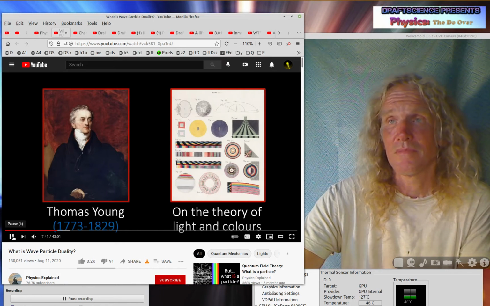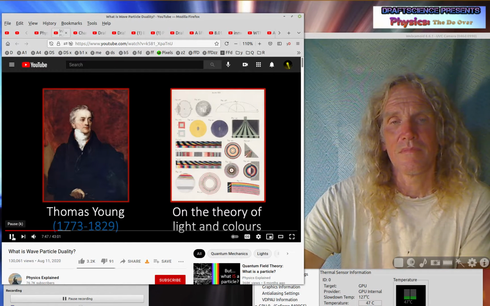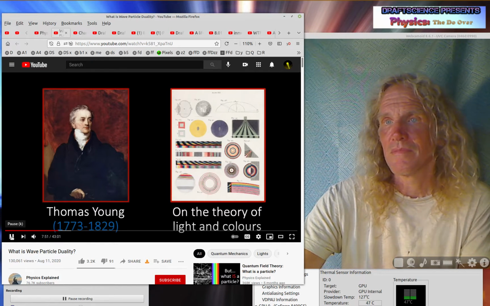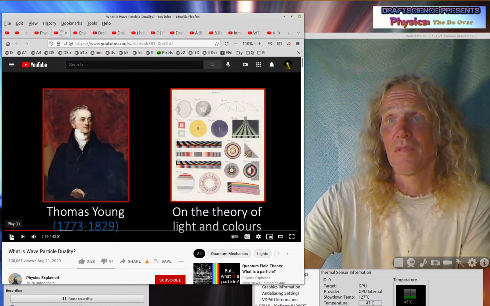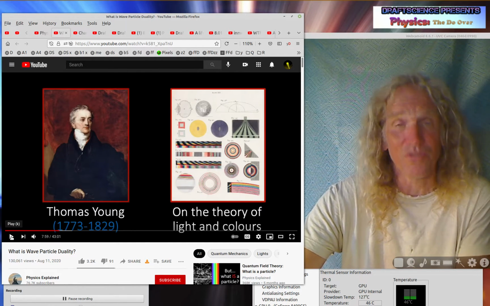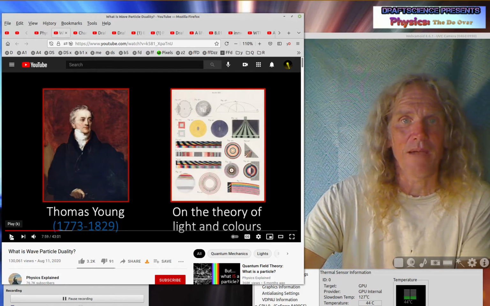Young described his observations of dark shadows caused by the destructive interference of light by writing, we may infer that homogeneous light, at certain equal distances in the direction of its motion, is possessed of opposite qualities, capable of neutralizing or destroying each other, and of extinguishing the light. So again, there's no need to create any destroy or double light or any of that.